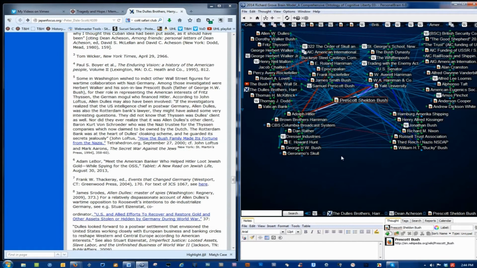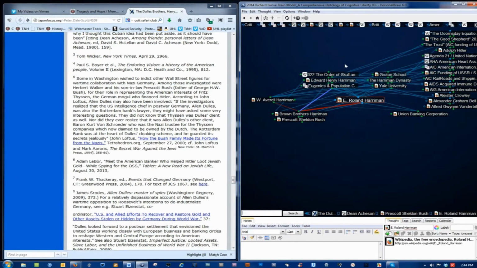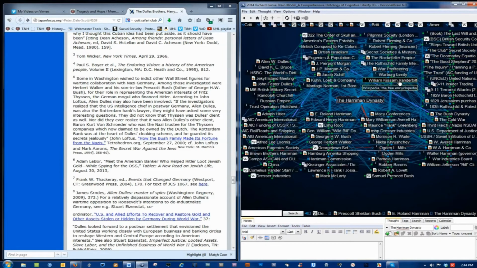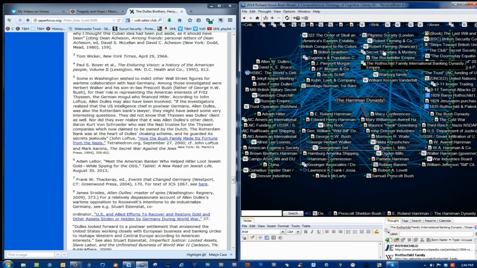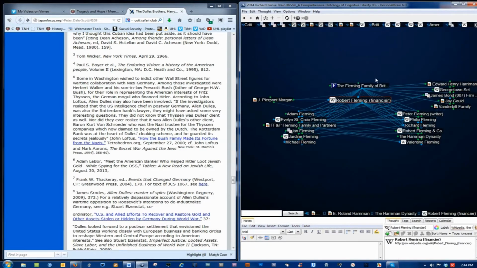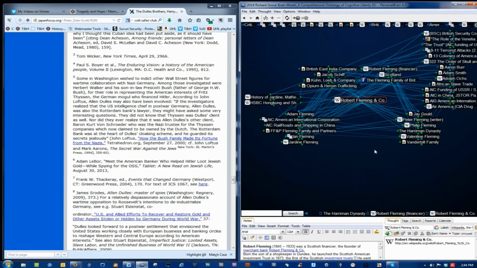According to John Loftus, Allen Dulles may have also been involved, and there's a quote from him that says, if the investigators had realized that the U.S. intelligence chief in post-war Germany, Allen Dulles, was also Rotterdam's bank lawyer, they might have asked some very interesting questions. They did not know that Thyssen and Dulles were joint clients as well at the time, nor did they realize that it was Allen Dulles's other client, Baron Kurt von Schroeder, who was the Nazi trustee for Fritz Thyssen's companies, which are now claimed and owned by the Dutch. The Rotterdam Bank was at the heart of Dulles's cloaking scheme, which guarded its secrets jealously. And that's from John Loftus, How the Bush Family Made Its Fortune from the Nazis.